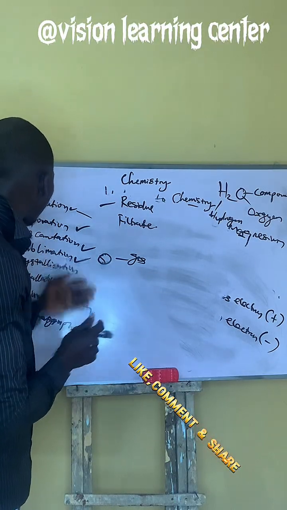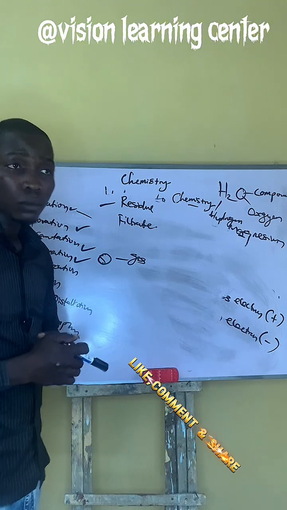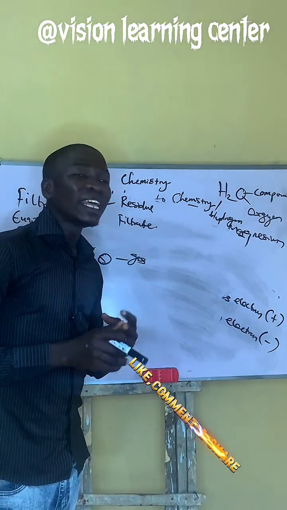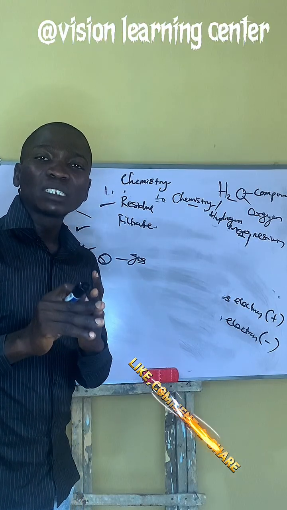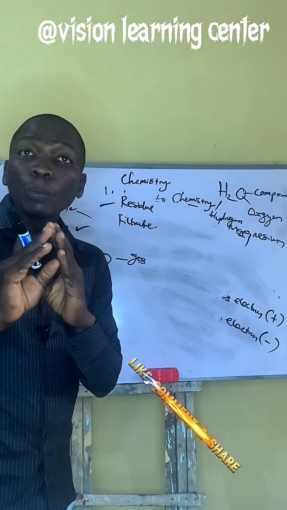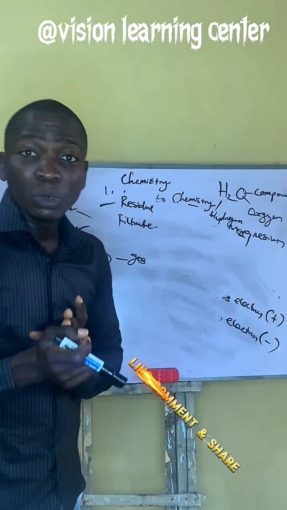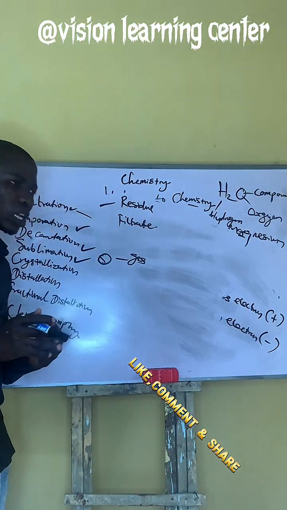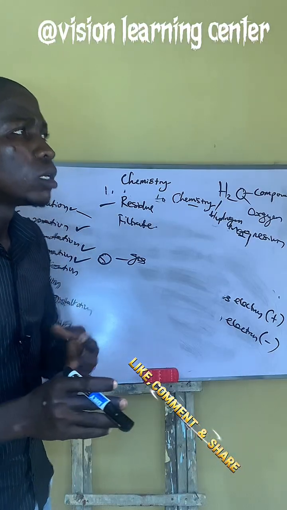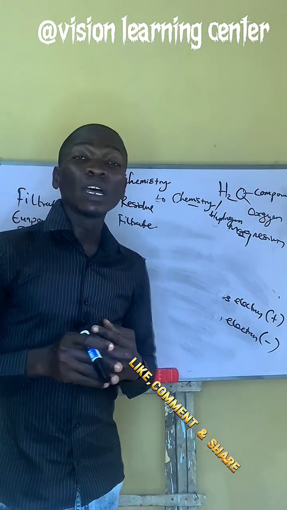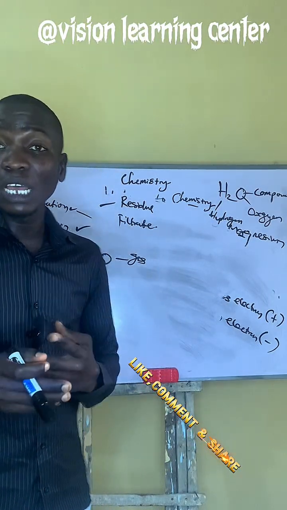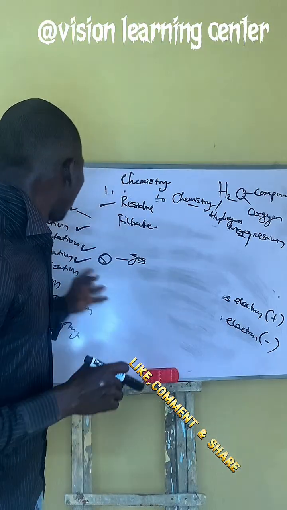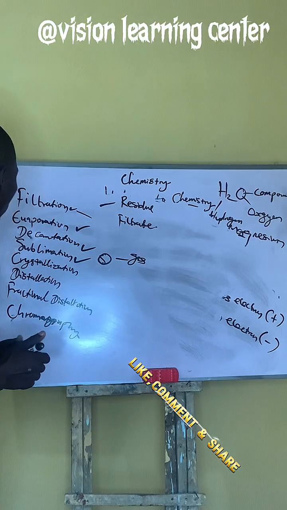Then another one is crystallization. Crystallization occurs when a material has pure crystals. An example of this material is sulfur dioxide. When this thing occurs, crystallization has taken place.